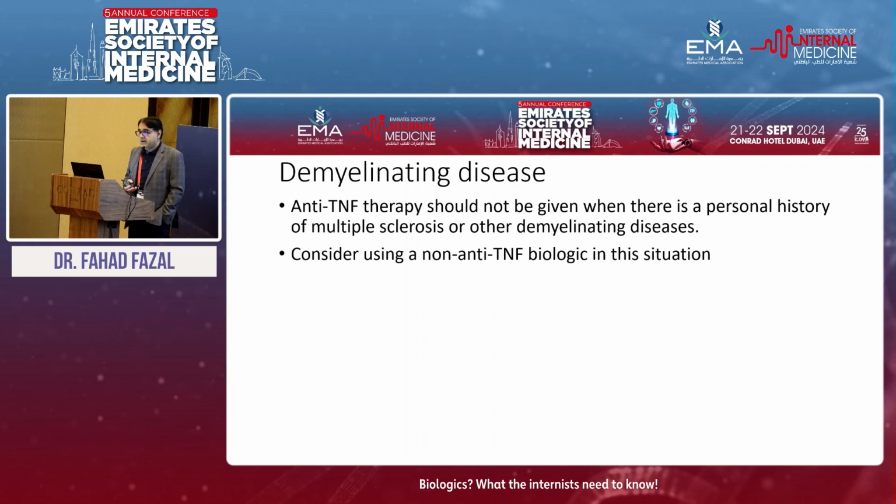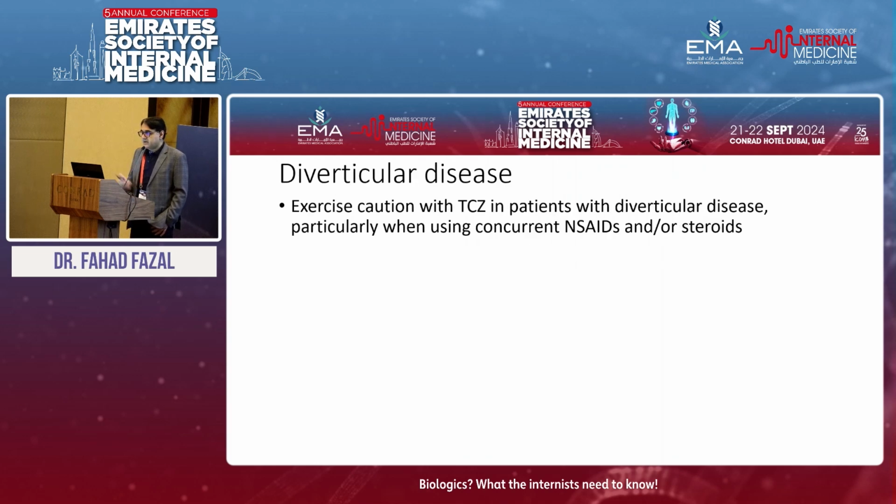So demyelinating disease: anti-TNF therapy should not be given in patients where there is a history of multiple sclerosis or other demyelinating disease. Consider using non-anti-TNF biologic agents. So diverticular disease, this is often overlooked. Usually it's safe to give them biologics except for tocilizumab. So patients with diverticular disease, better not to use tocilizumab.